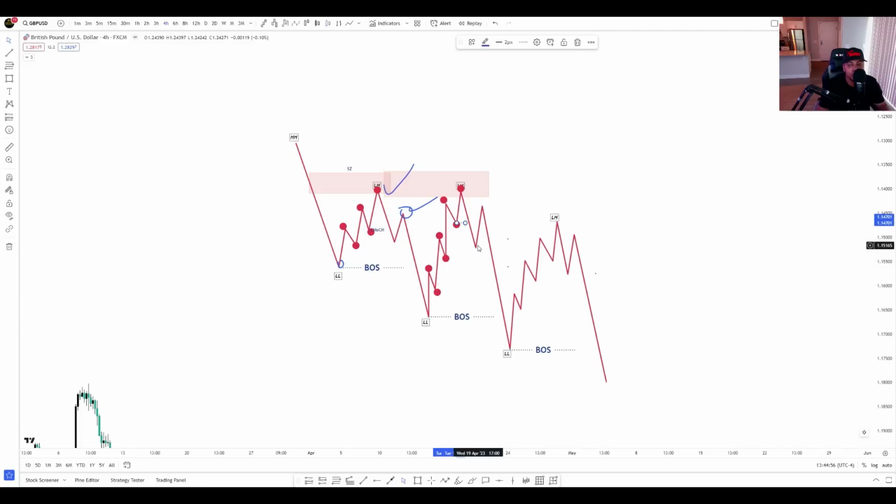Practice, take screenshots, practice, try to draw this on your chart. Try to grab a pen and see if you can draw this by hand. Practice this, let this sink in your mind so that next time when you see this on the chart, you'll be able to identify it.